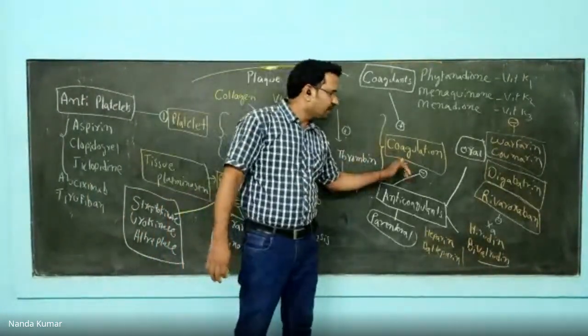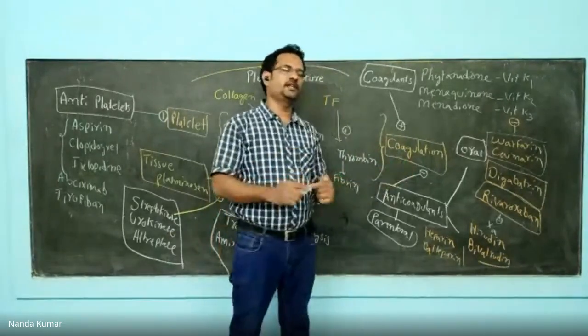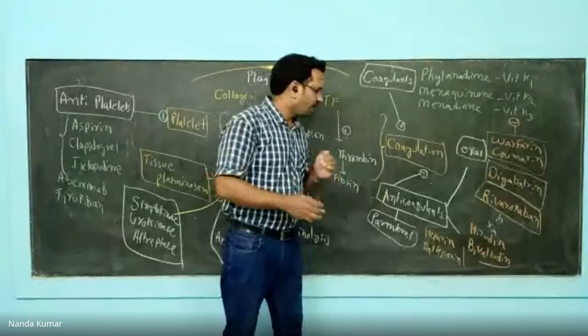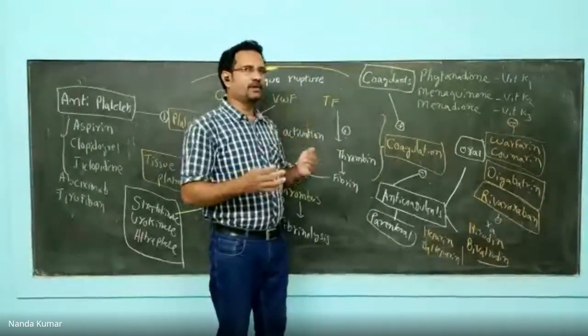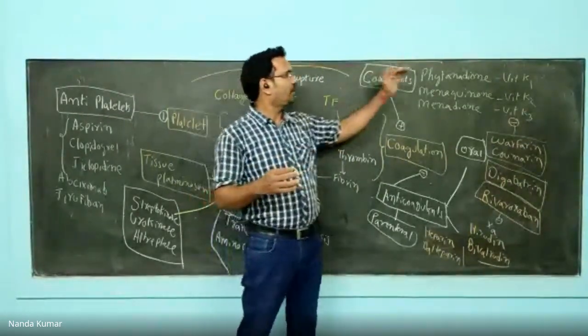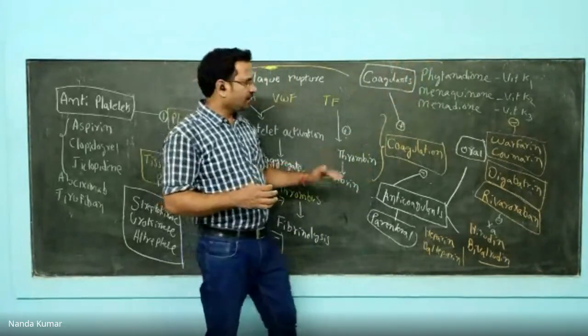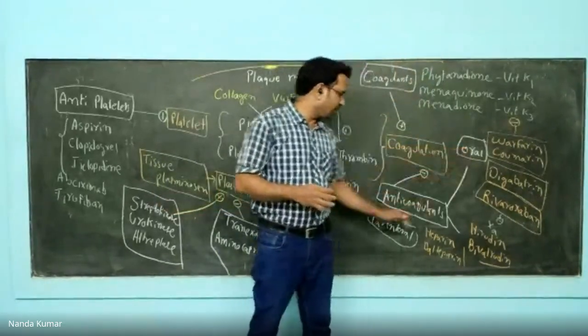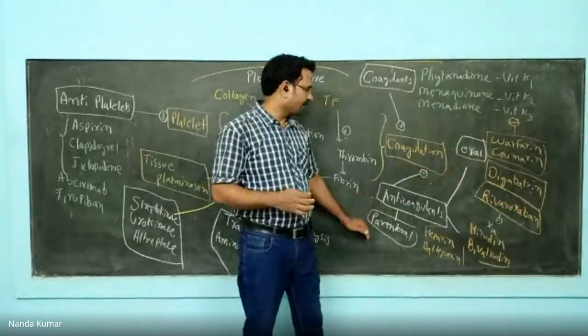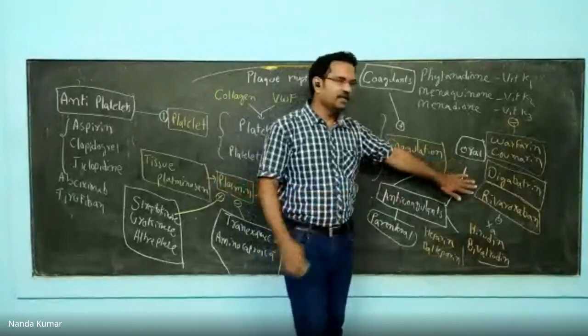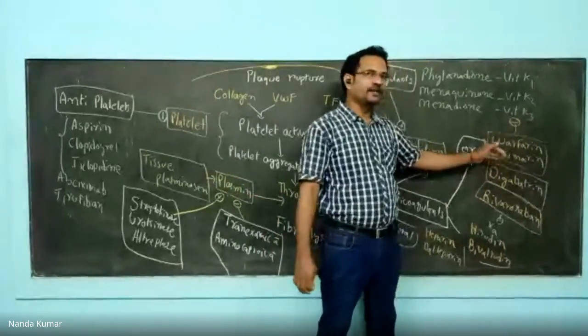The agents which will inhibit the coagulation process are known as anticoagulants. Anticoagulants means they are inhibiting the coagulation process. How are they inhibiting? You have a couple of ways. One of the ways is by blocking vitamin K or by blocking thrombin. Again, in this you have two kinds of agents, oral and parenteral agents. In oral agents, warfarin and coumarin derivatives.